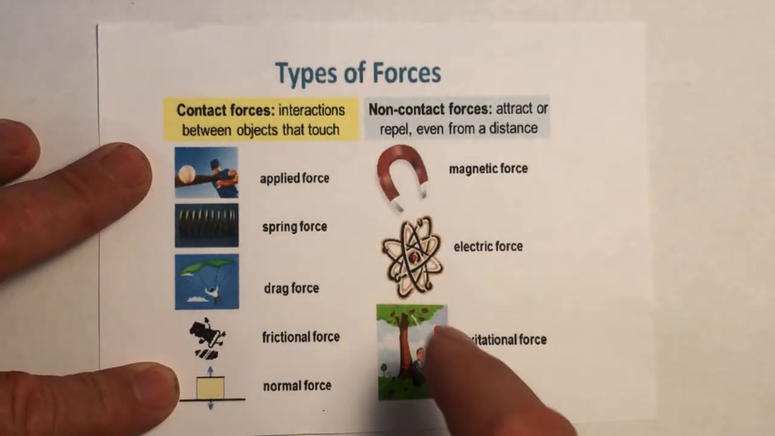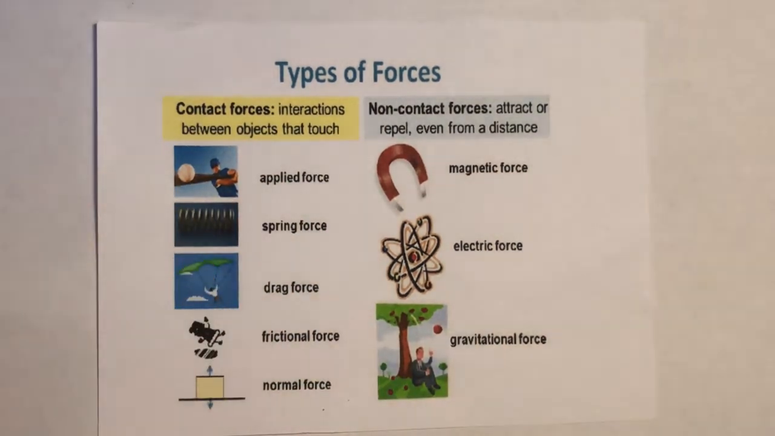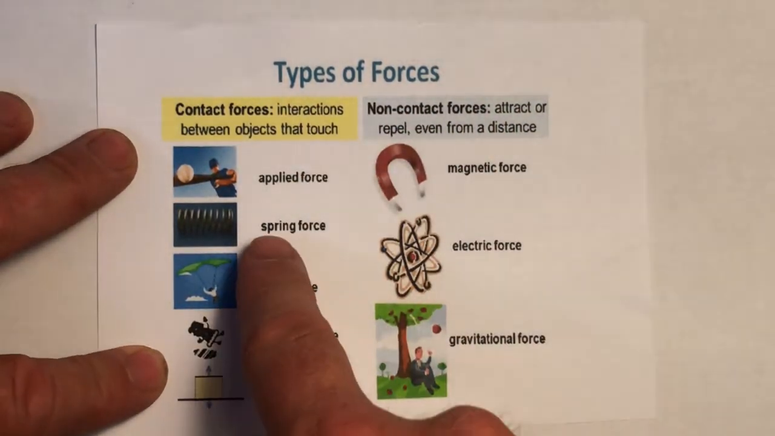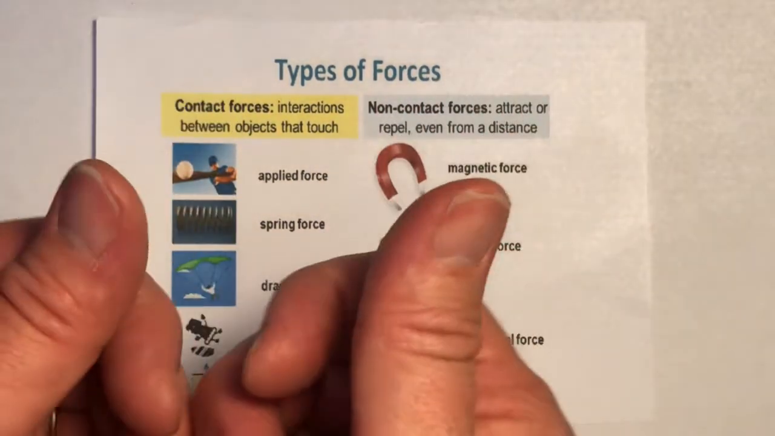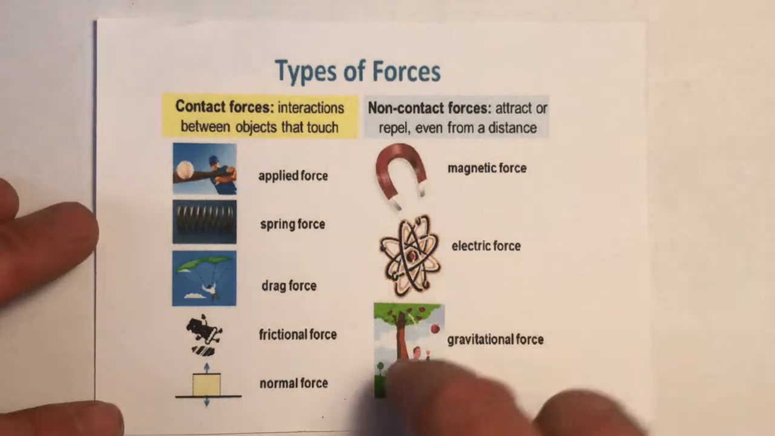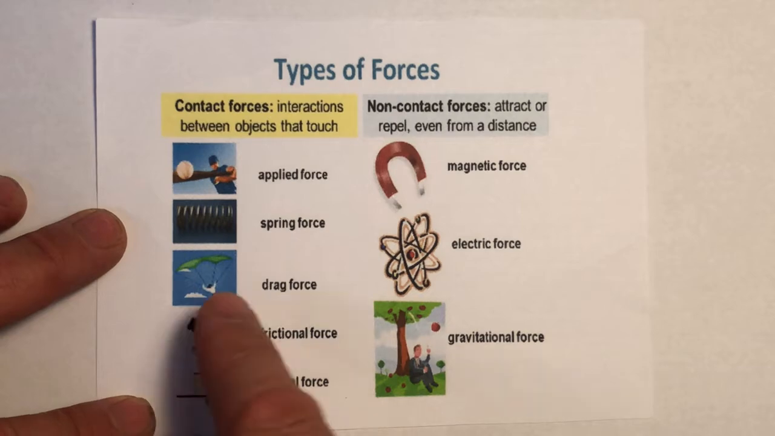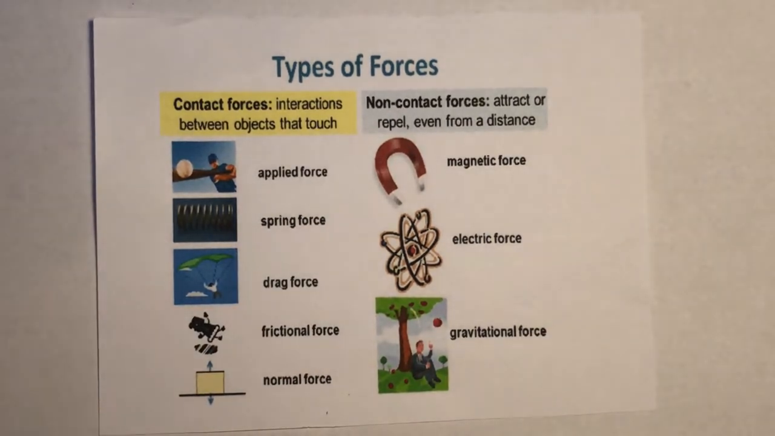Now, the 5 contact forces that you need to remember. An applied force is something like baseball, where it's a physical force that is then put into an object itself. A spring force is where a spring is compressed and it's giving out a force in the opposite direction. Drag force is a bit like a parachute, where the force going upwards is a drag force. I can always remember as a kid putting my arm out of the window when my dad was driving on the motorway, and that was like a drag force.